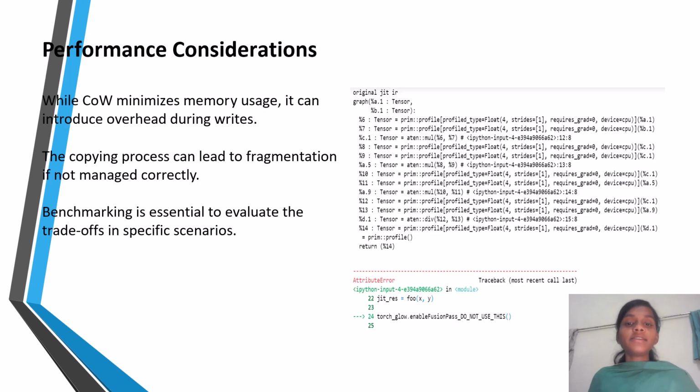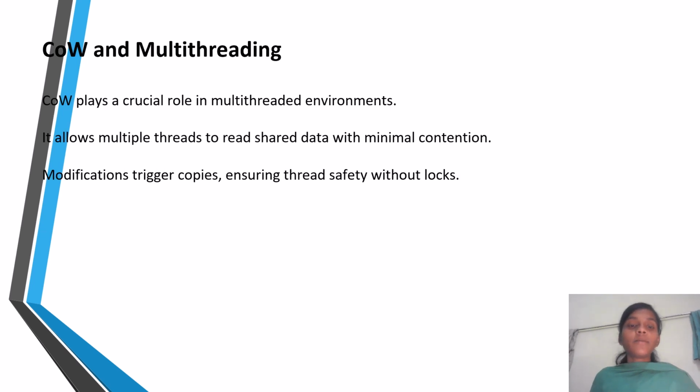Next, we are moving to performance considerations. While COW, that is copy on write, minimizes memory usage, it can introduce overhead during writes. The copying process can lead to fragmentation if not managed correctly. Benchmarking is essential to evaluate the trade-offs in specific scenarios. Next, COW and multi-threading. COW plays a crucial role in multi-threaded environments. It allows multiple threads to share data with minimal contention. Modifications trigger copies, ensuring thread safety without locks.